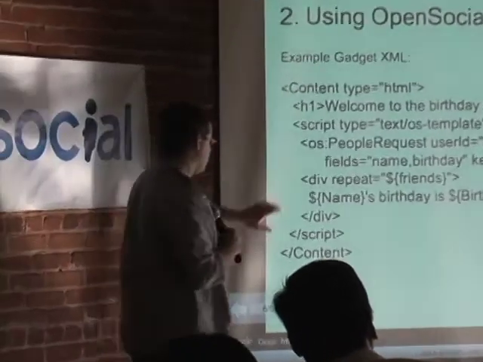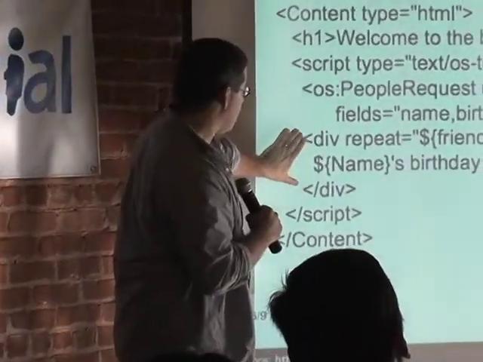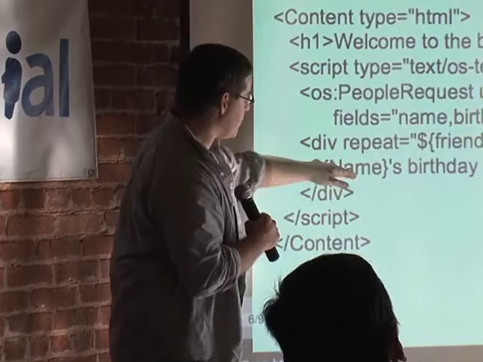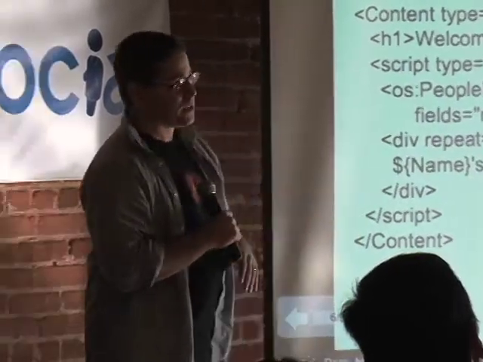And then the OpenSocial templates, this syntax here where it says div repeat equals friends, name's birthday is birthday, will be processed by the container somewhere. And that will either be on the container server or in the user's browser. But you as the developer don't care. All you do is write the template, and the container will process it for you. Next slide.